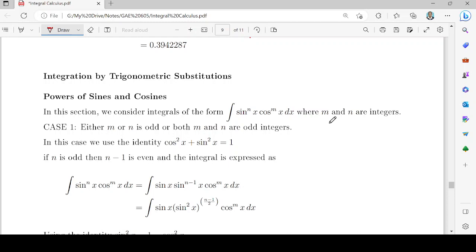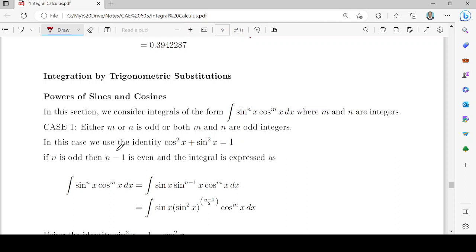Now, we consider two cases here. The first case is when m or n is odd, or when both m and n are odd integers, but not the case where m and n are both even integers. So where at least one of m or n is odd, then we are going to apply the identity, the square of cosine of x plus the square of sine of x is equal to 1. And we are going to apply this where we have an odd power. If both powers are odd, then we should just choose 1.